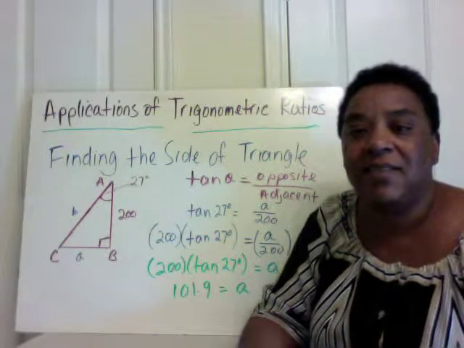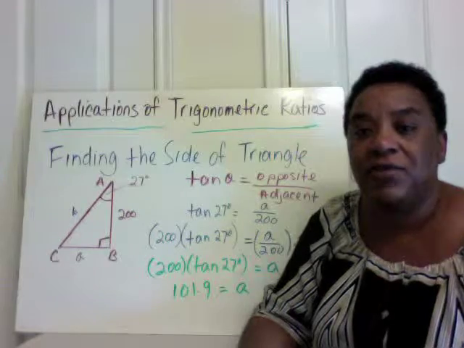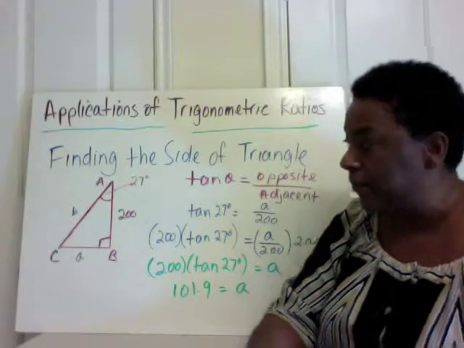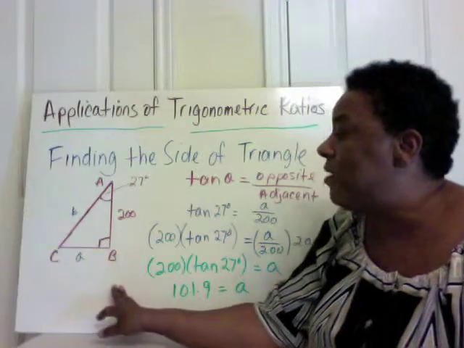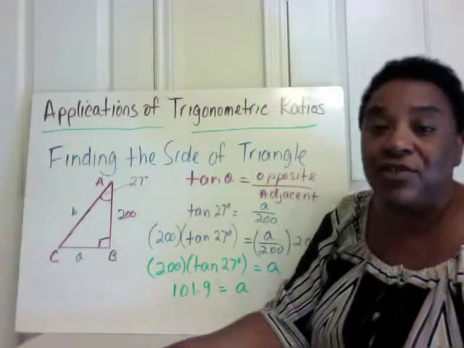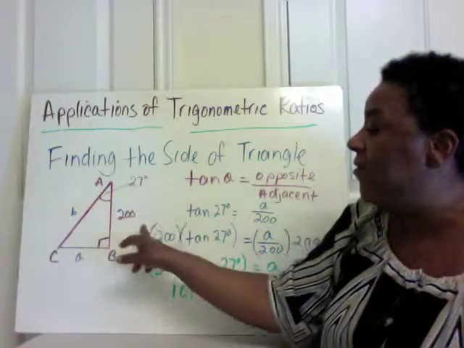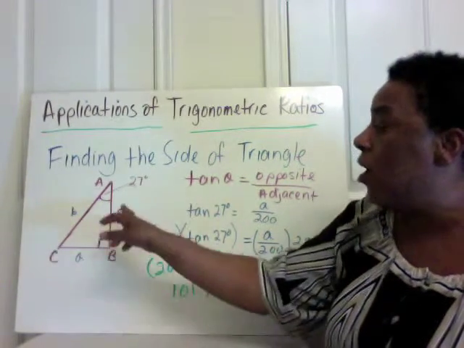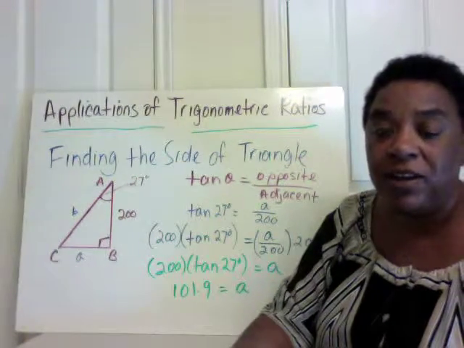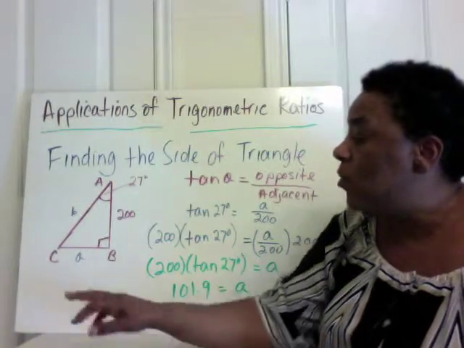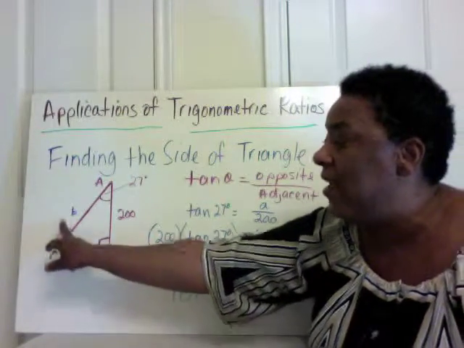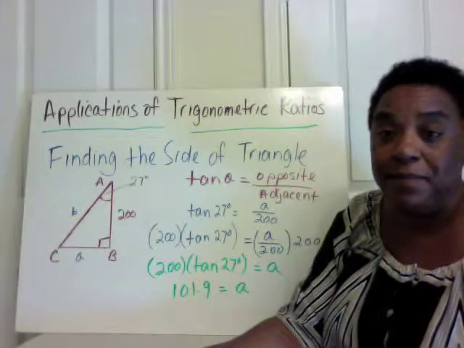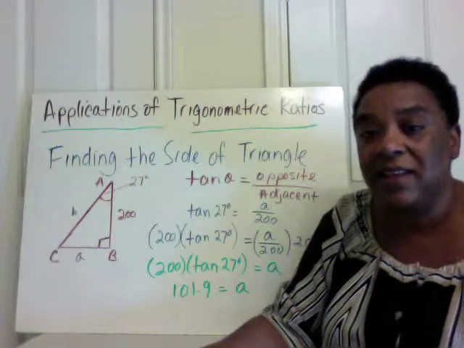Now let's look at some examples using trigonometric ratios. In this problem, we're given a right triangle where the length of one side is equal to 200, and we're also given the measure of an acute angle. We want to find the length of side A and the length of side B. First, let's find the length of side A.